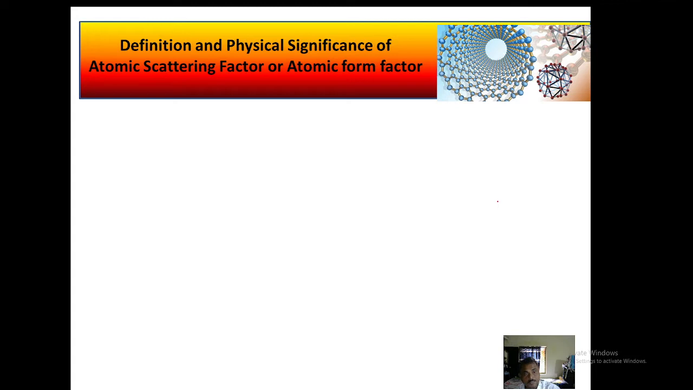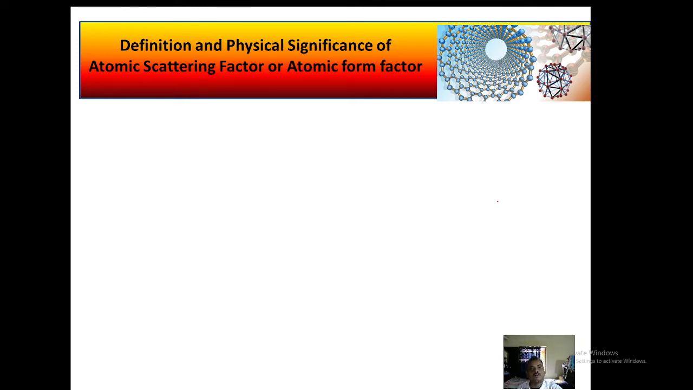Therefore this atomic form factor or atomic scattering factor is defined with respect to the scattering of an individual electron. In an atom there may be a large number of electrons. You have to find the total scattering amplitude due to this large number of electrons of the atom, and divide it by the amplitude scattered from one individual electron. Then this ratio will give us the atomic scattering factor or atomic form factor.